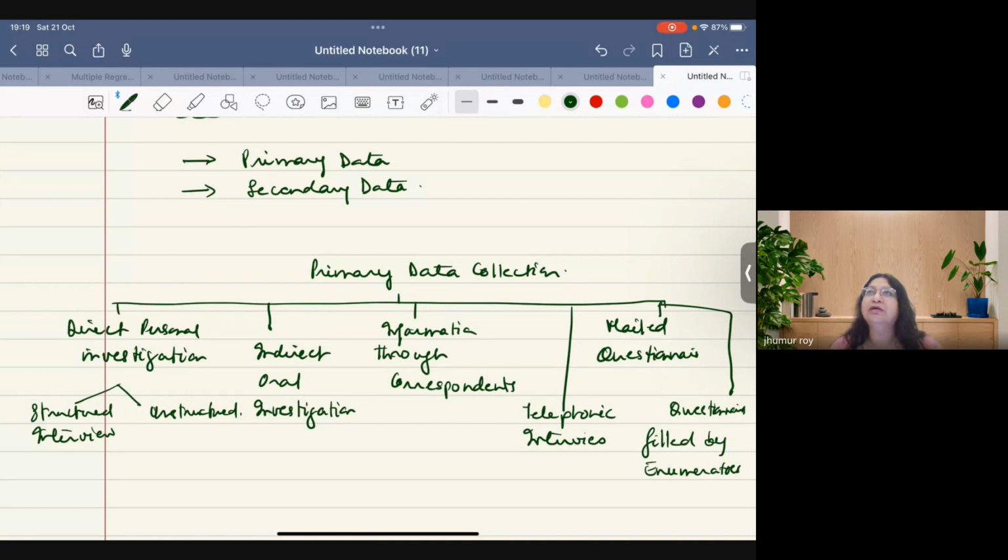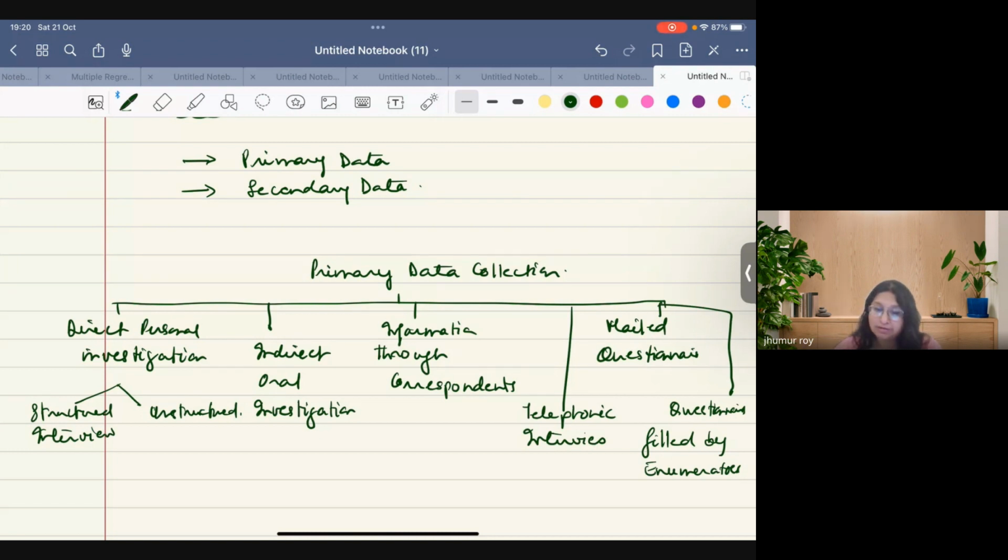So for example, currently you'll find we take so much information from people around who are not directly affected by a certain thing. Okay, so that is indirect oral investigation. Sometimes we really need to use this method when we want information which we cannot get directly from a person. So it is useful, but not widely used. It is only used in certain specific areas.